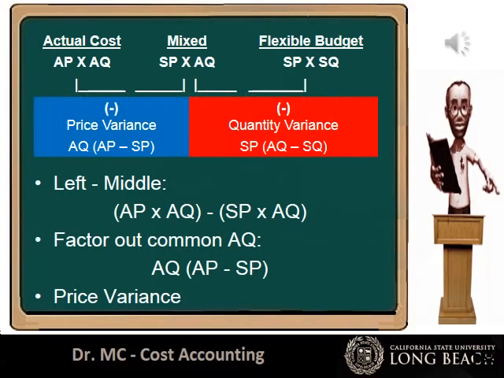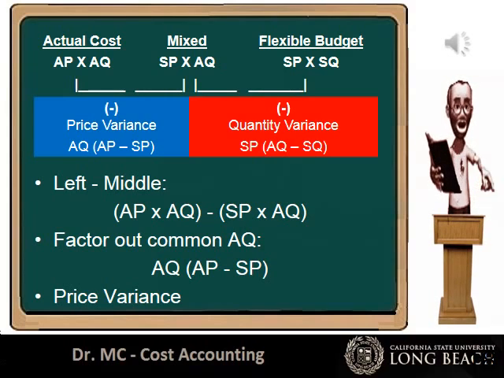In order to subdivide a total budget variance into the portion of the variance due to price and the portion of the variance due to quantity, we will now introduce a middle column, which consists of the standard price times the actual quantity. When you subtract the middle column from the left column, you are calculating actual price times actual quantity minus standard price times actual quantity. When you factor out the common actual quantity, you get actual quantity times actual price minus standard price. Because you are comparing the actual price and the standard price, this subtraction gives you the price variance.